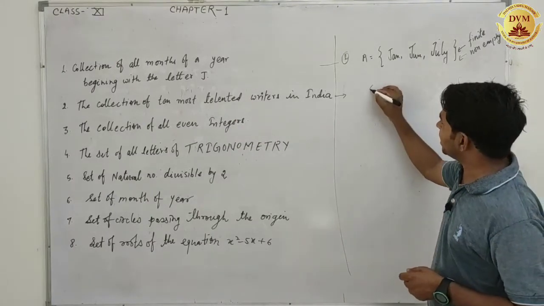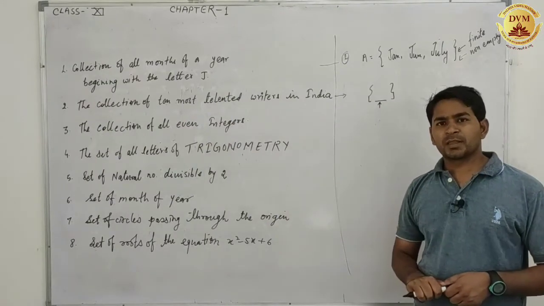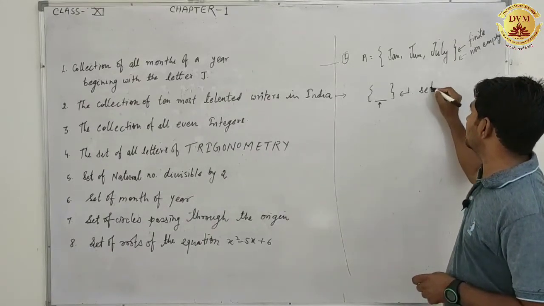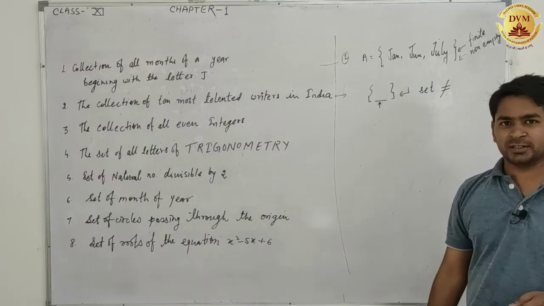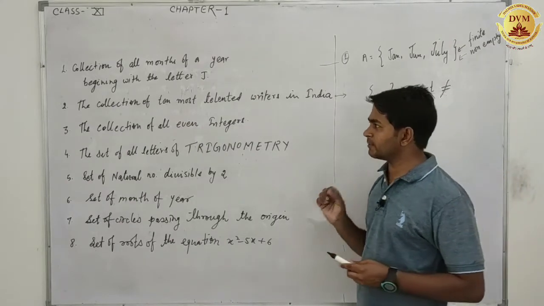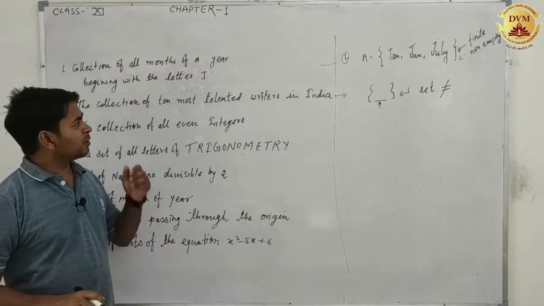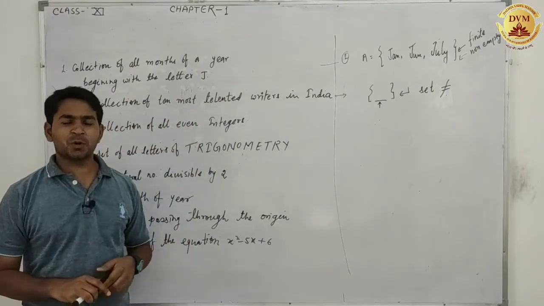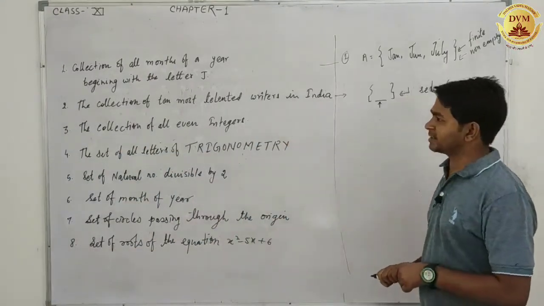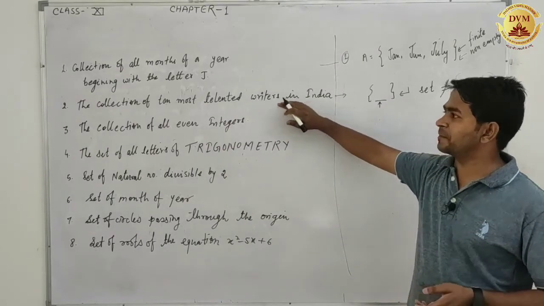So in this situation we cannot create a set. A set will not be created here because there are talented writers in this country. In our country there are so many talented writers, but we cannot explain who is most talented, because every writer has a talent inside them. Okay, so the set will not be created for the second example.